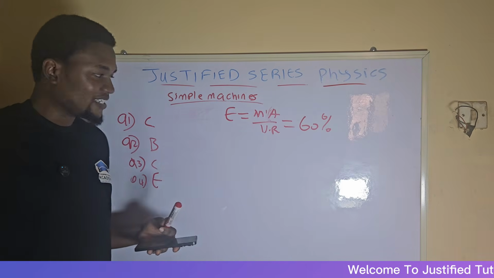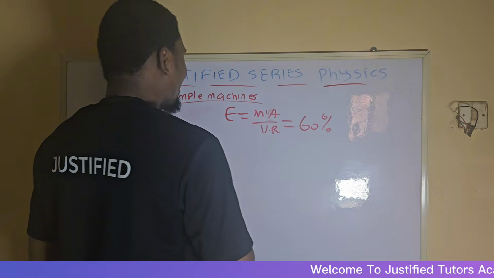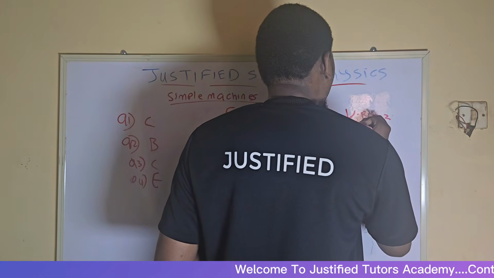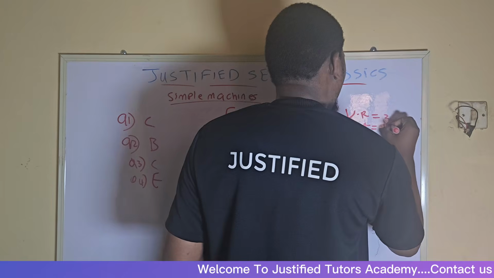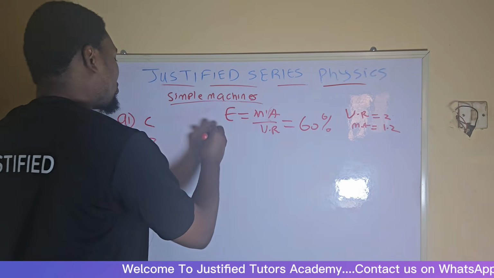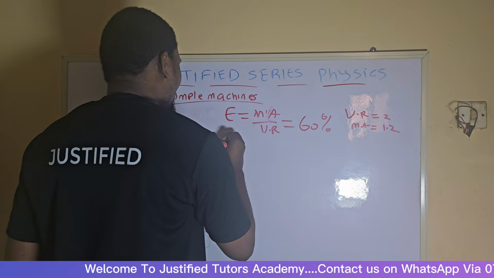So yes, that is it, guys. So now our MA is what? We've gotten our VR as 2 and MA as 1.2. Now the next thing we do is find our effort.